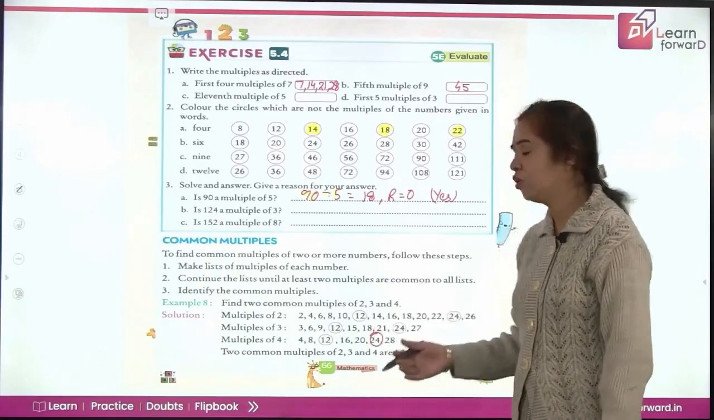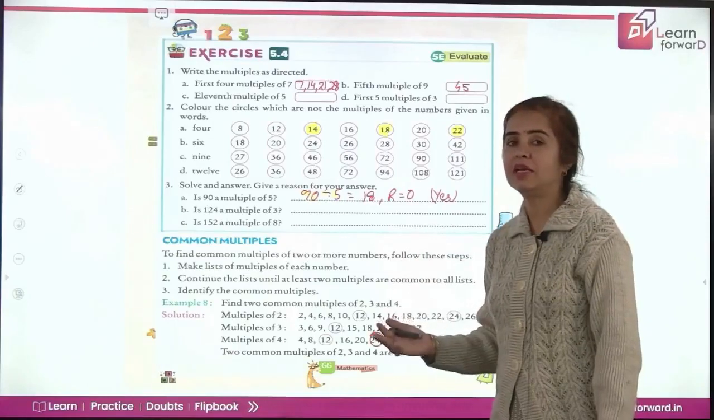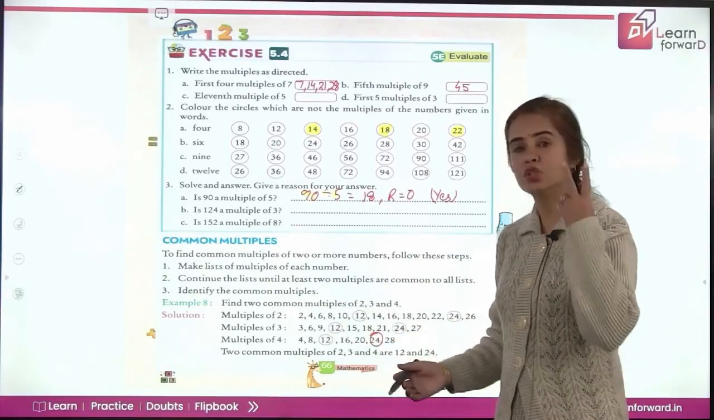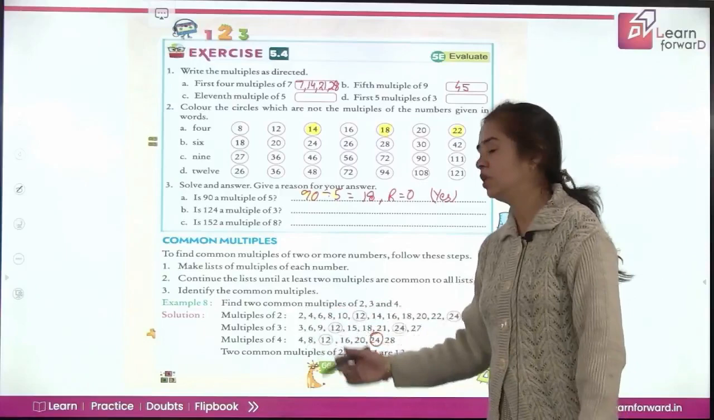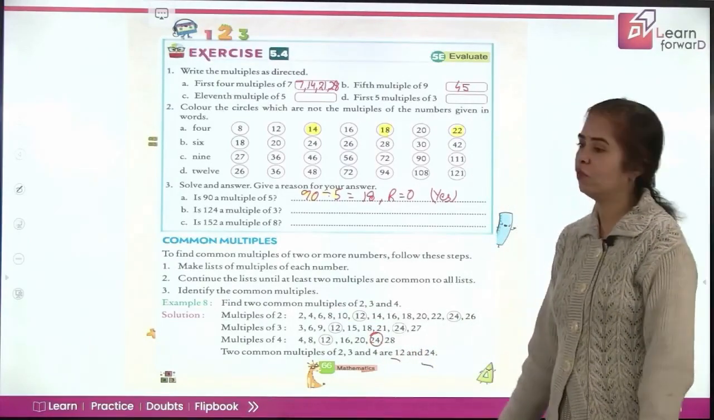We'll have many more because the list is endless, children. I have been telling you multiples are endless. But these are the first 2 common multiples of 2, 3 and 4. What are these? 12 and 24.